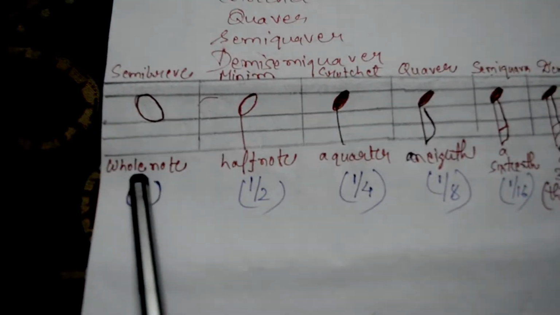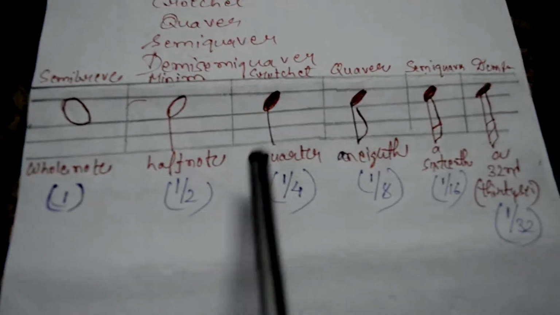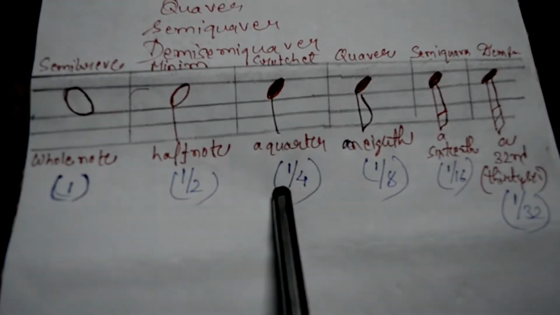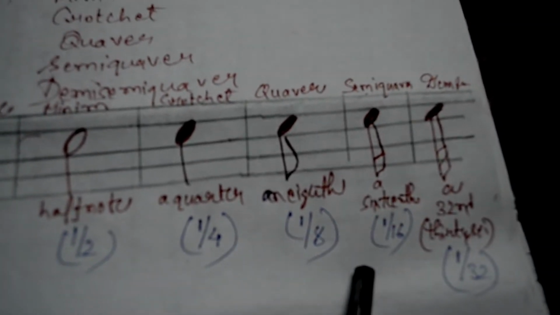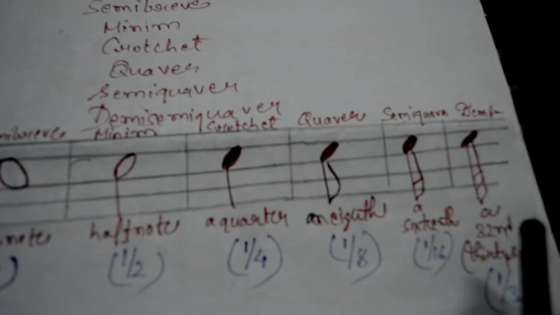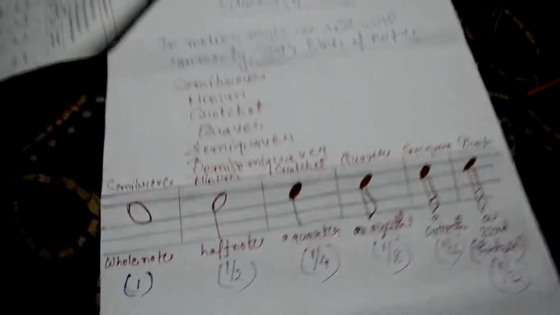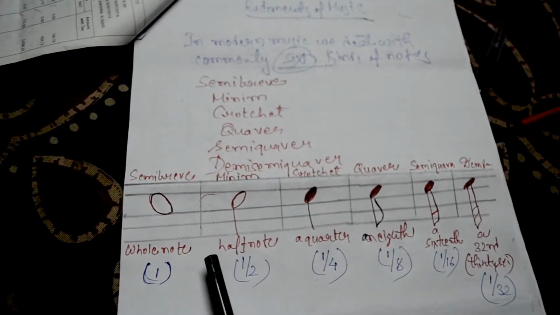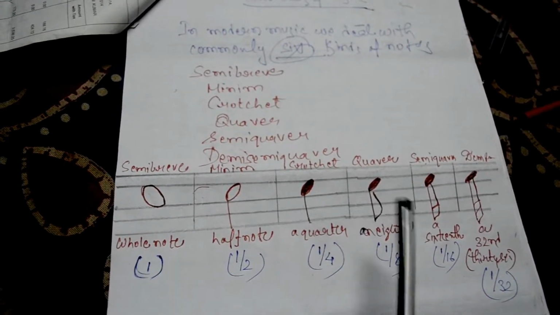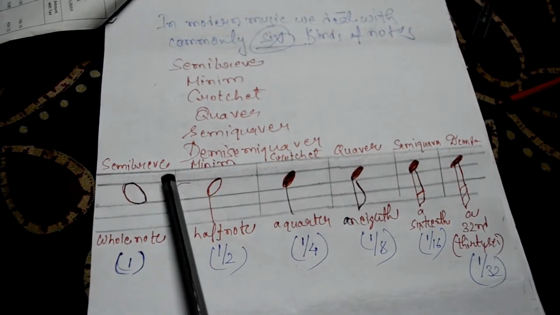This is a semibreve, which is a whole note. Its count is 1. Minim, half note, count is 1/2. Crochet, a quarter note, 1/4. Quaver, an eighth note, 1/8. Semiquaver, a 16th note, 1/16. Demi-semiquaver, a 32nd note, 1/32. So in this lesson I would just show a tabular representation to show you the relative value of notes with respect to the semibreve or the whole note.